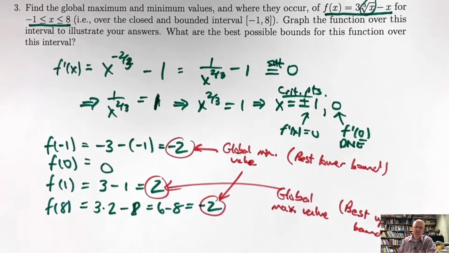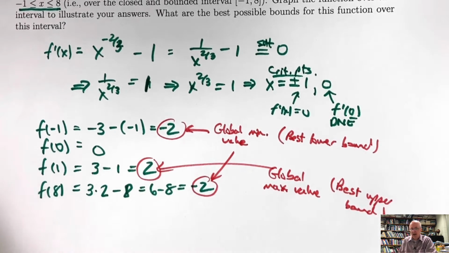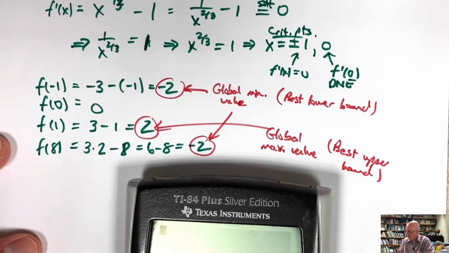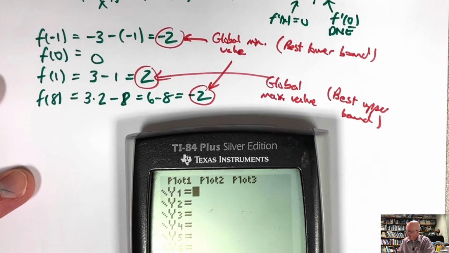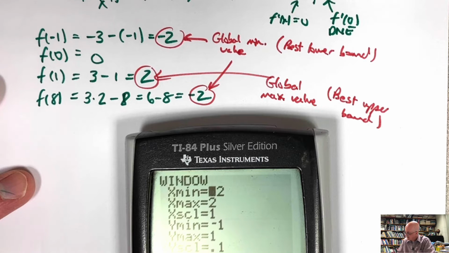Now, it'd be kind of tricky to graph this without technology. Let's just go ahead and use the technology right at the start here. I mean, it could be done. You could plot points and stuff like that, but something really subtle happens at x equals 0. So the function is 3 times the cube root of x, which is x to the 1/3 power, and then minus x. The window in question is -1 to 8.